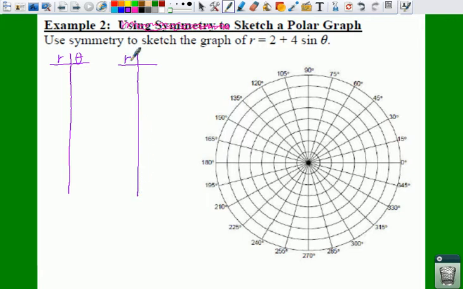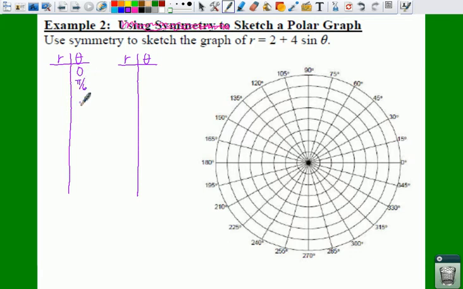Now obviously there must be something symmetrical about this, but if you look, it's a little bit different than our previous example, because before we had just the 4 sine of theta. Here we have a 2 plus 4 sine of theta. So that doesn't mean we're going to shift something up by 2. We're just going to plug in some values and find out what happens here.